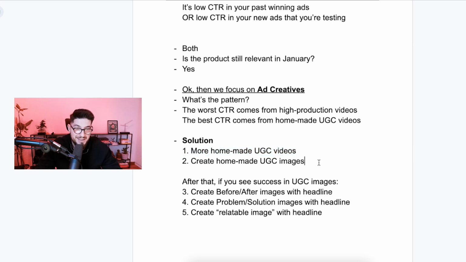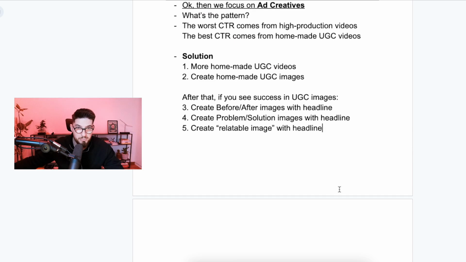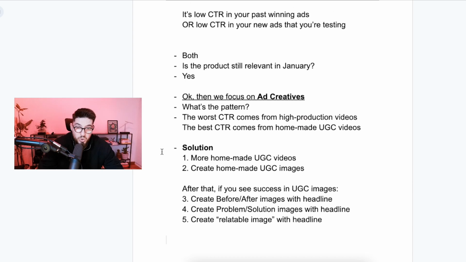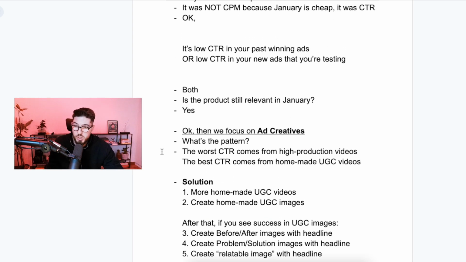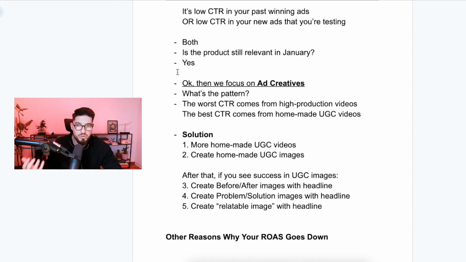That's it. From there, because the problem is the CTR and the CPC, switching from videos to images is going to solve the problem. Create homemade UGC images. And after that, if you see success, for example, with UGC images, make babies. Create before and after images with headline. Create problem solution images with headline. Create relatable images with headline. Create a meme, etc. And with that, you fix it. It takes work. I'm not giving you the exact solution because there's no exact solution for any case, but it's a skill to be developed. It's an intuition to be developed.